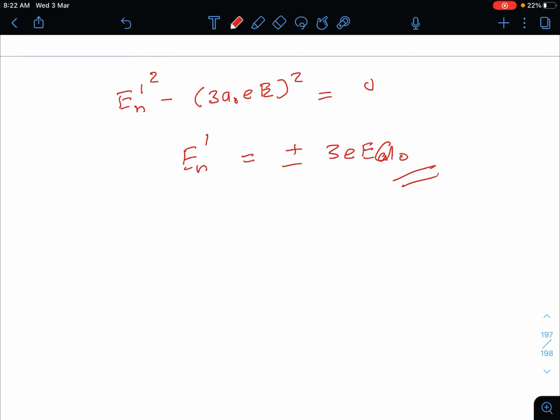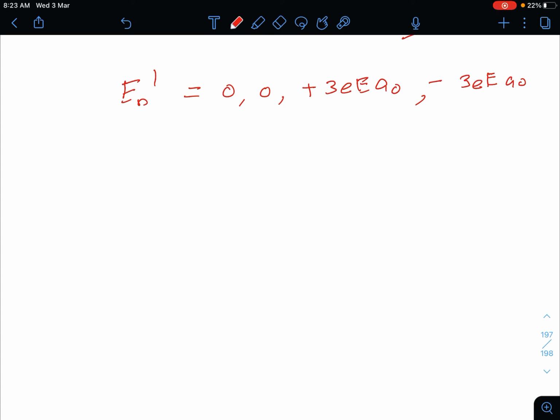Good. So the n1 can take 4 values: 0, 0, then plus 3 a0, minus 3 a0. What is the meaning of this? The meaning is simply that before we apply the electric field, all the 4 states have the same energy.